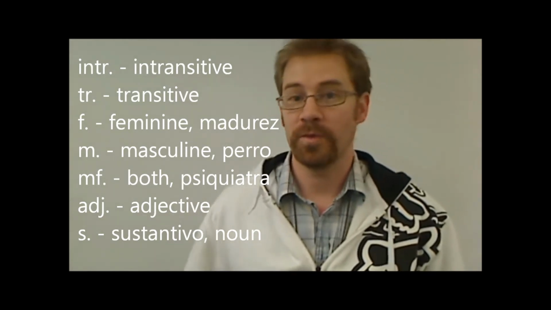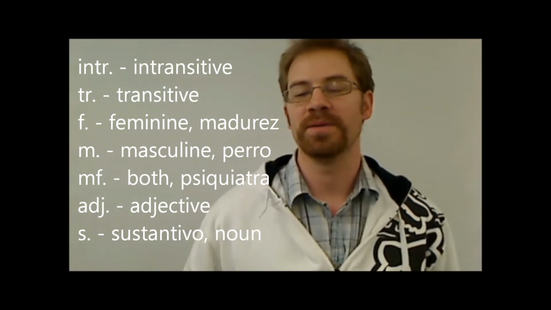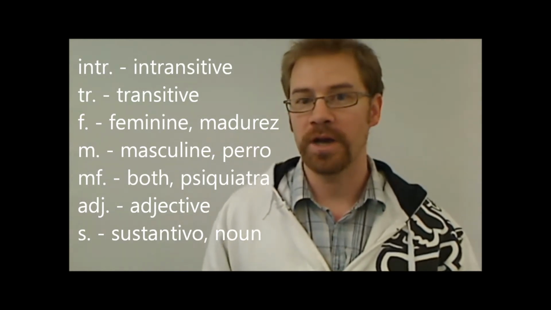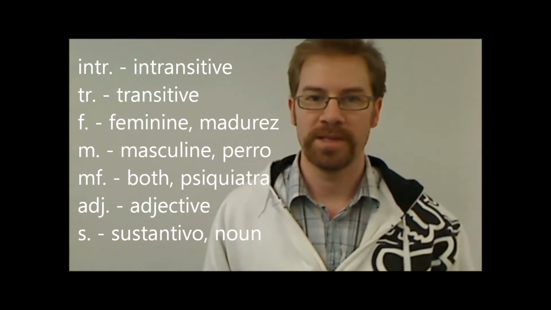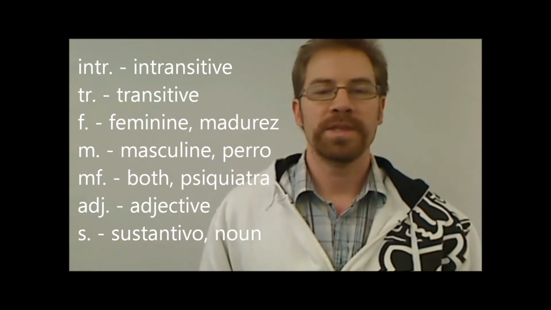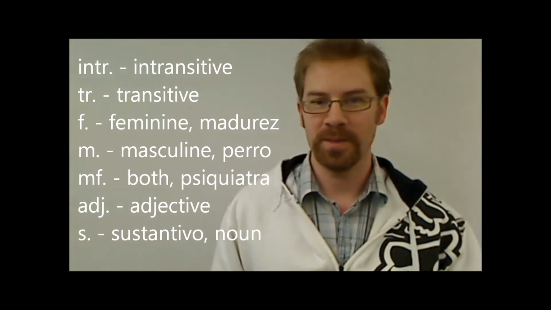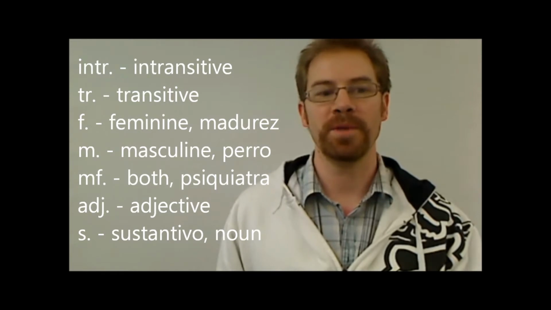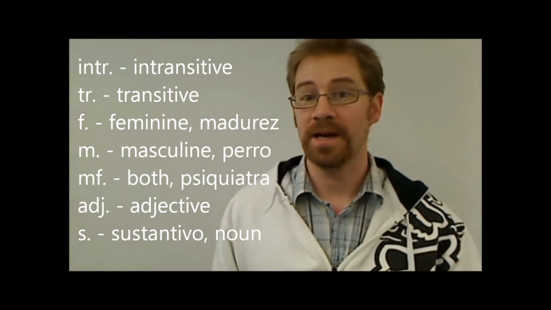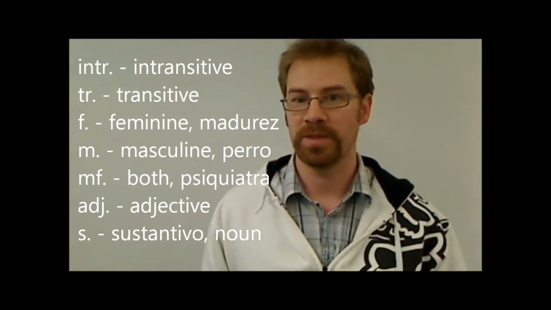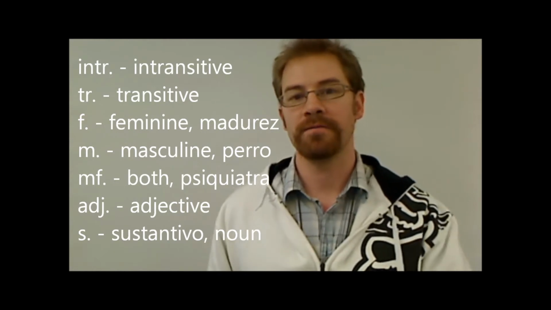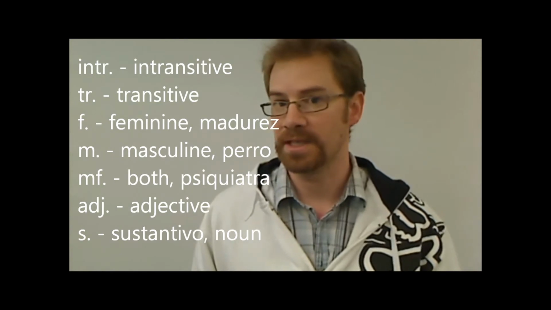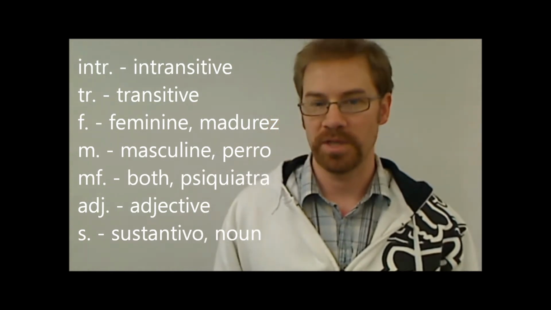The next one, the M, if you can figure out that the F is for feminine, you can probably guess that the M is for masculine. So if I look up the word perro for dog, it's going to say M for masculine next to it. One that says MF doesn't mean MFer. It means that it's a word that can be masculine or feminine. For example, psiquiatra will have the MF next to it because a male and a female psiquiatra are the same. You don't say psiquiatro, it's always going to be psiquiatra. So it's a masculine and feminine noun.